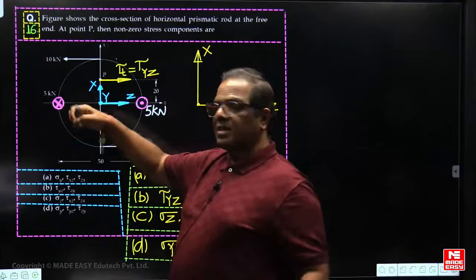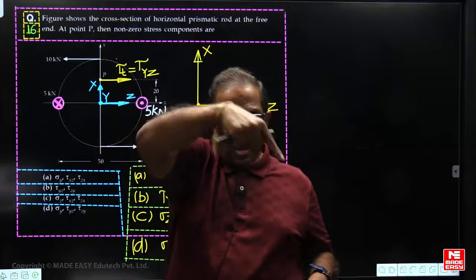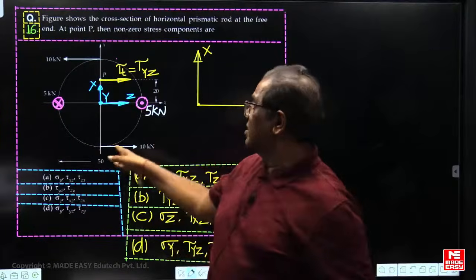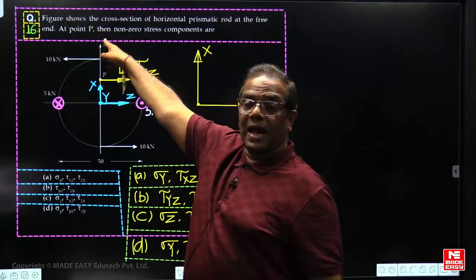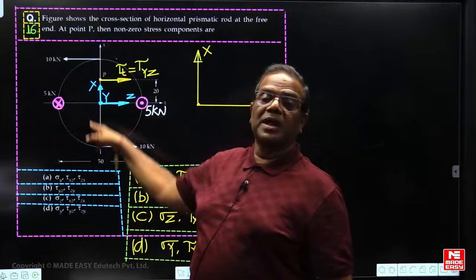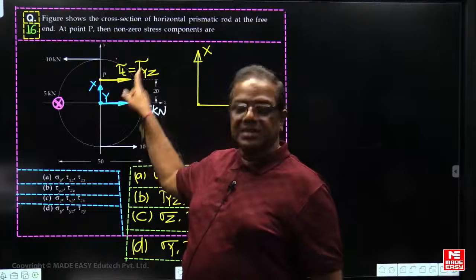So this inward, this outward, they are forming a couple in what plane? Horizontal plane. For this, which axis is perpendicular? X. So the bending couple is acting about X. So X will be the neutral axis. So here bending stress is 0.